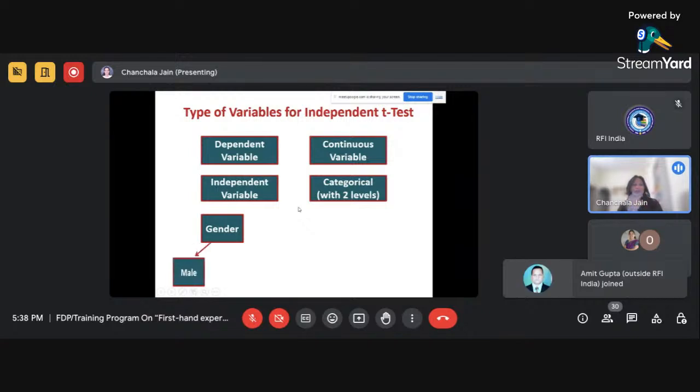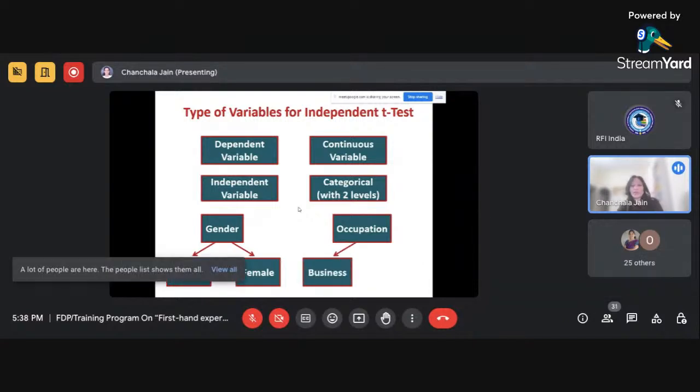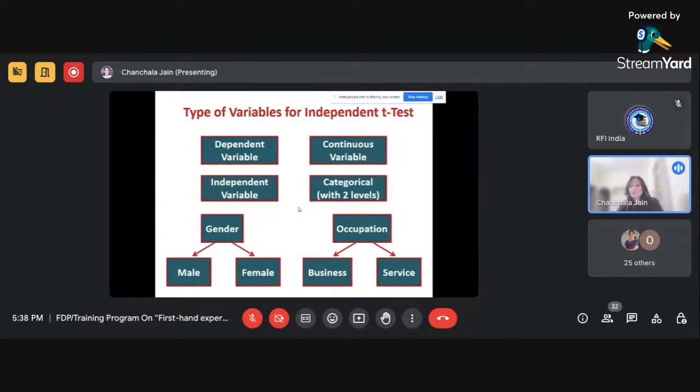I have already given you the gender example for the independent variable. Another example can be the occupation of the respondent. It might be possible that I divide my respondents into two categories, business class people and service class people. On the basis of their occupation, there is again one categorical variable with two groups or two labels. This is the meaning of independent variable. I hope this slide is clear to everyone.